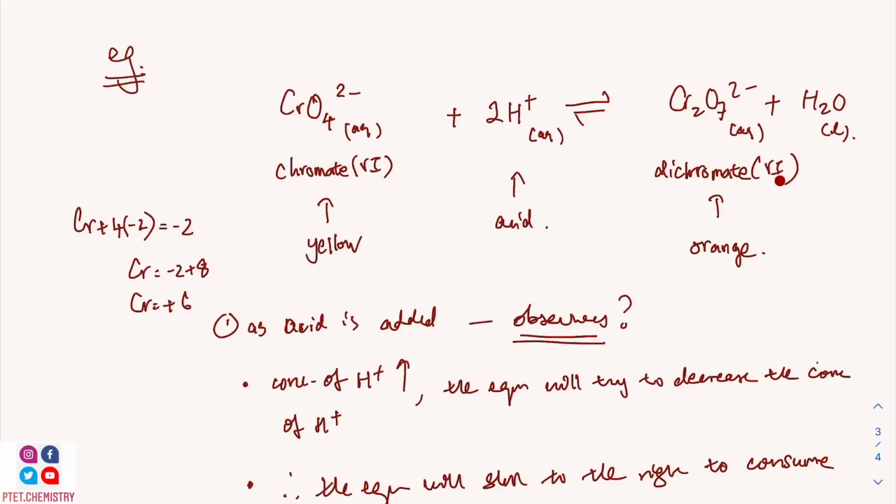Chromium plus 6, chromium plus 6. No change in oxidation number. This is not a redox reaction. They will ask you, explain why this is not a redox reaction. So basically you just work out the oxidation number and you show there's no change in oxidation number in this reaction. In fact, this reaction is an acid-base reaction.